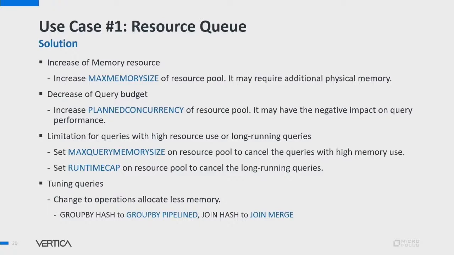The last option is tuning the queries to use the operations which use less memory, like using group by pipeline instead of group by hash, or using group join merge instead of join hash.